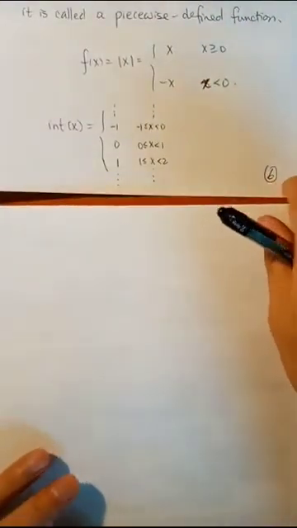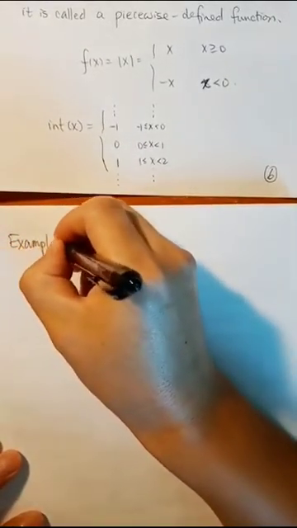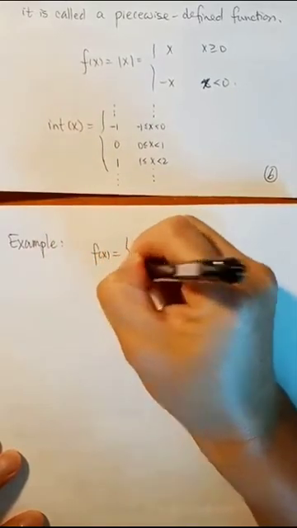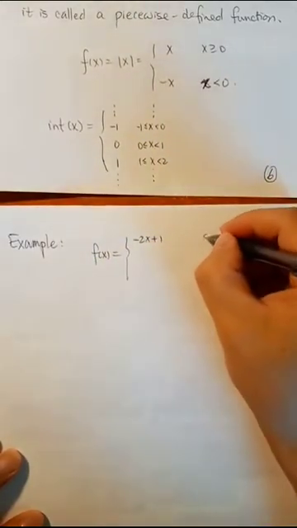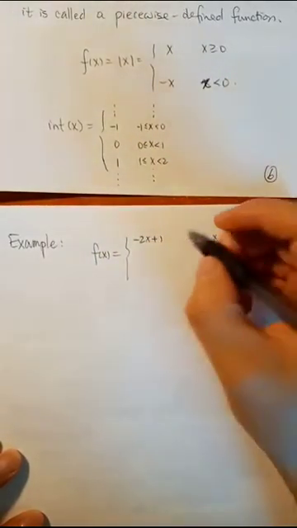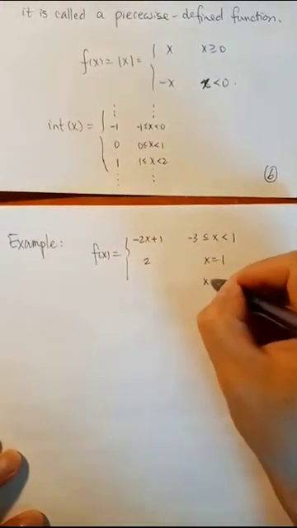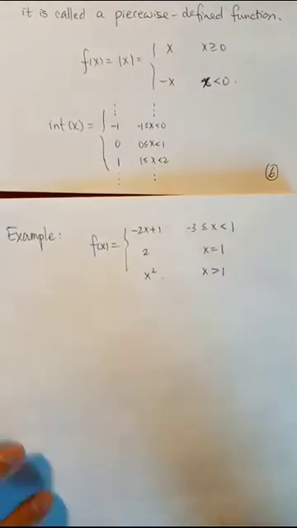Okay, now let's see an example about these piecewise defined functions. f(x) is defined by -2x plus 1 if x is between -3 and 1. When x is equal to 1, the value is 2. When x is greater than 1, the formula is x squared. So over different intervals, the function has different representations.